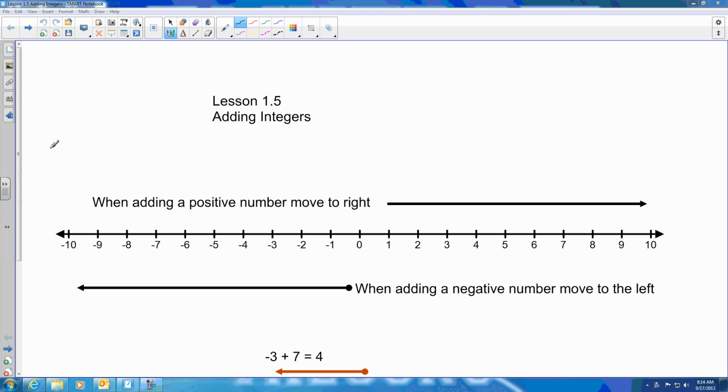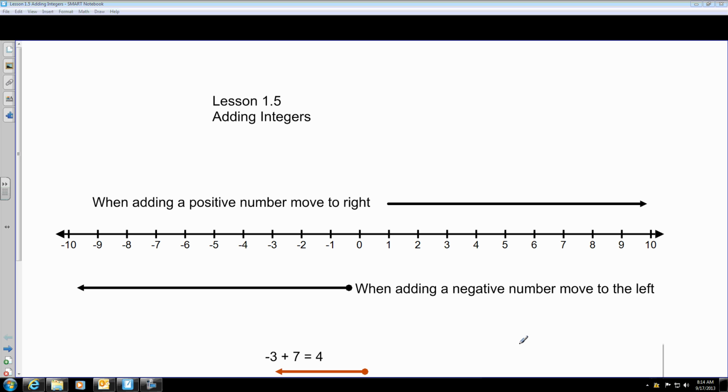We are in section 1.5 where we are adding integers. From what we talked about in previous sections in chapter 1, integers are whole numbers that are either positive or negative. Integers cannot be fractions or decimals, so if you look at the line chart that we have here, the negative 10 through 10, those are examples of integers.